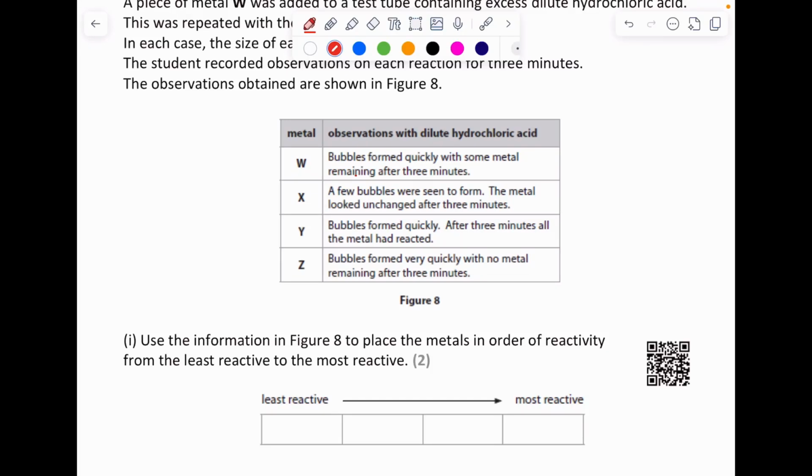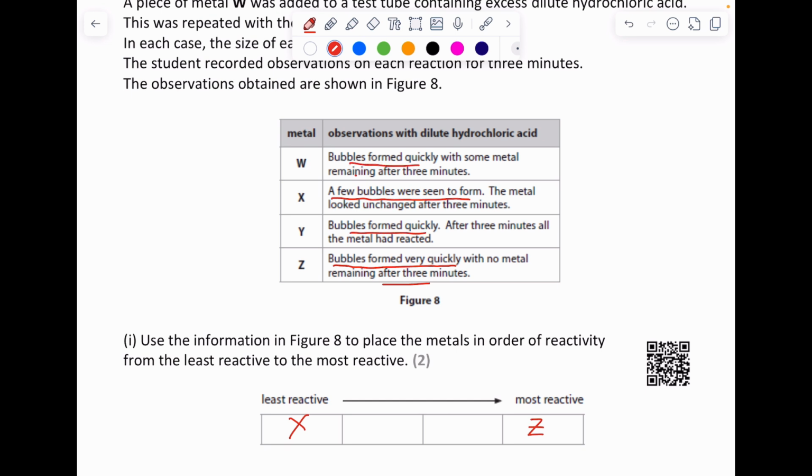Okay, so in between all these here, we can see that only a few bubbles were being formed. So that is going to be the least reactive. And on Z, we had the most bubbles formed and there's no metal left. So Z is going to be the most reactive. That leaves us W and Y to sort out.